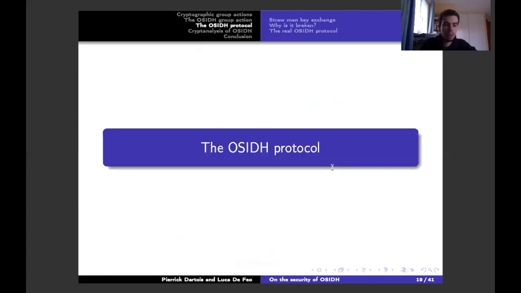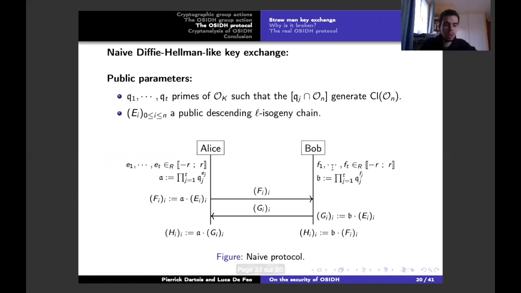Now, at last, we have what we need to introduce the protocol. Once we know the OSIDH framework, there is a naive Diffie-Hellman key exchange coming to mind. First, we just fix a public descending L-isogeny chain. We let Alice and Bob choose their secret ideals as products of generators Q_j with exponents within a range R. And we let them act on the public chain with their secret ideal, exchange the resulting chains of the computation, and finally act on the exchanged chain with their respective secret ideals to find a shared secret chain H.